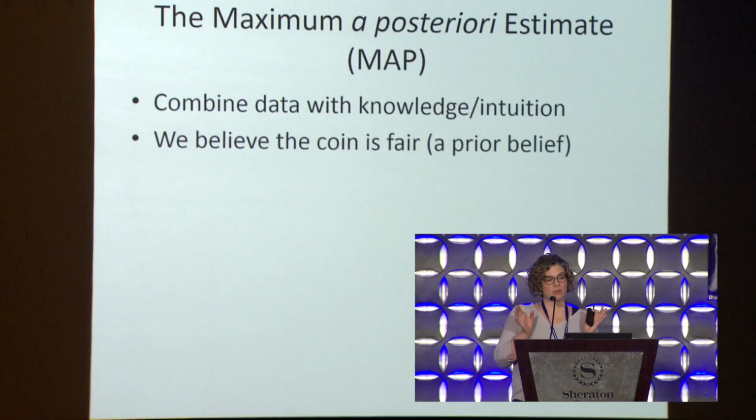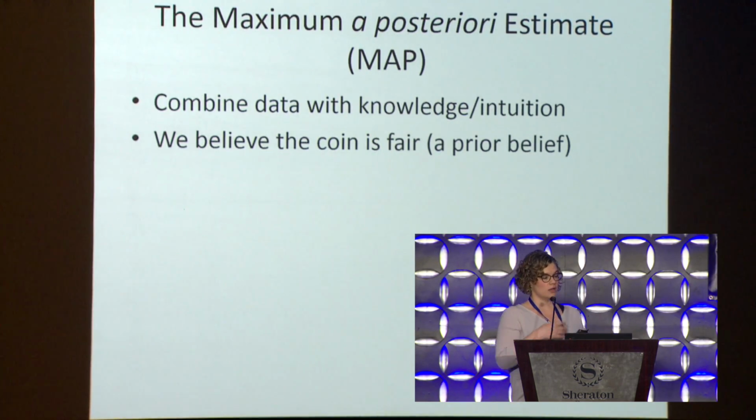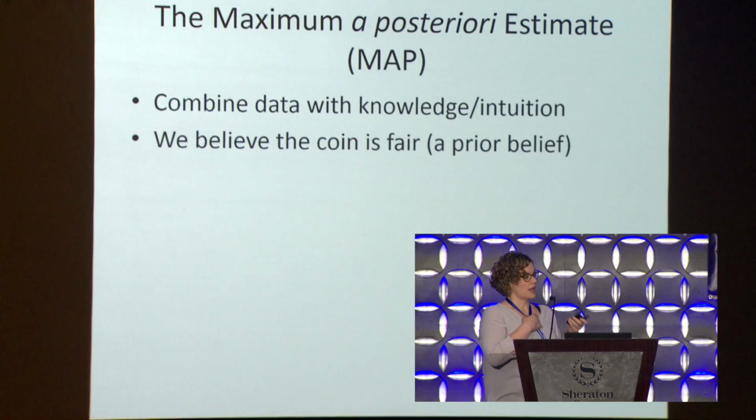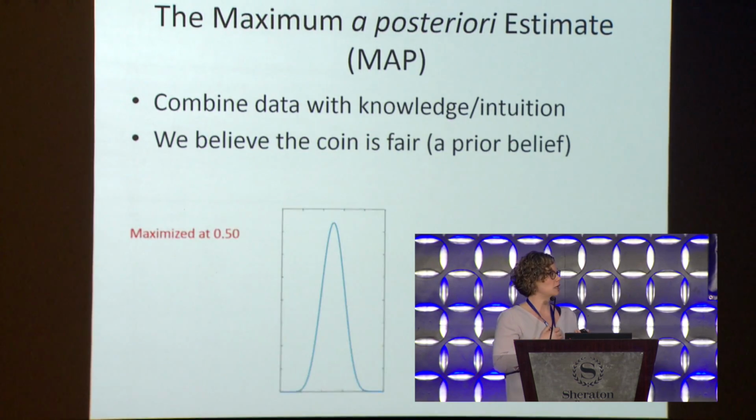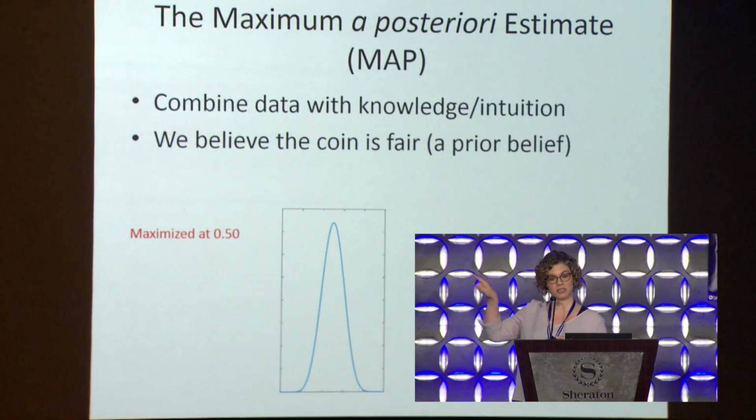So the maximum a posteriori estimate allows us to blend data with some belief we have about what the coin should be doing, if the coin is fair or not. So let's say you believe the coin is fair. You trust me as a Canadian that the coin I have given you is not loaded. And so you have a prior belief that the setting for theta should be 0.5. So you think that the curve should look more like this. This is your prior belief.